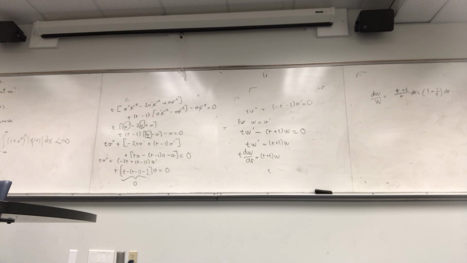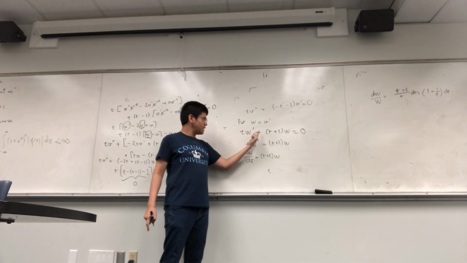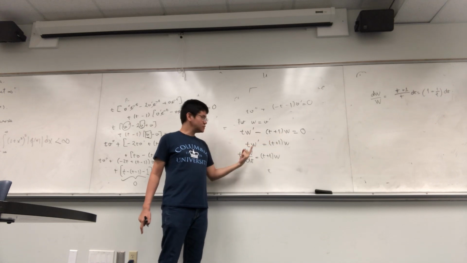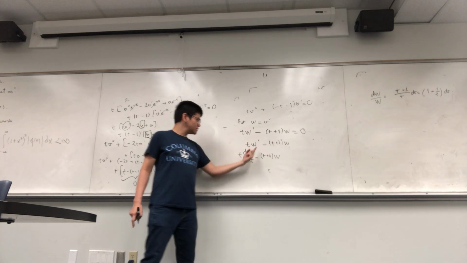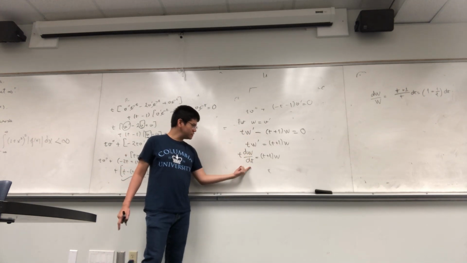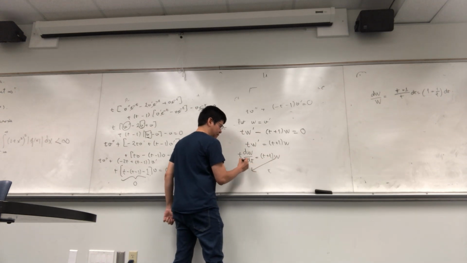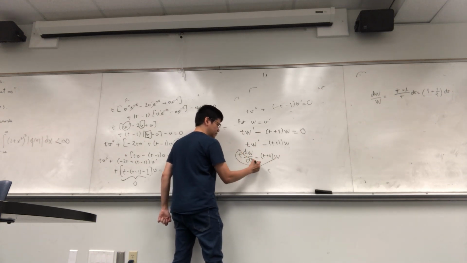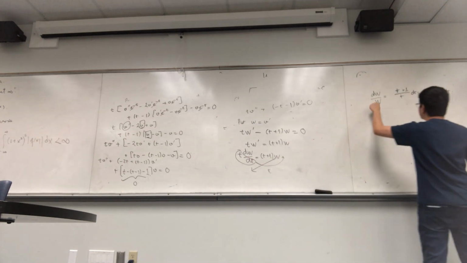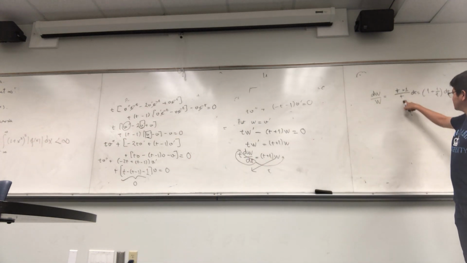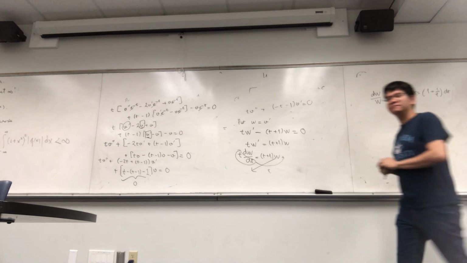Right. So I have t w prime minus t plus 1 w is 0. So this is t w prime is t plus 1 w. w prime is dw over dt. I divide w over here, and I put all of this to the right hand side. So I have dw over w is t plus 1 over t dt, and this is 1 plus 1 over t dt, right? Questions?